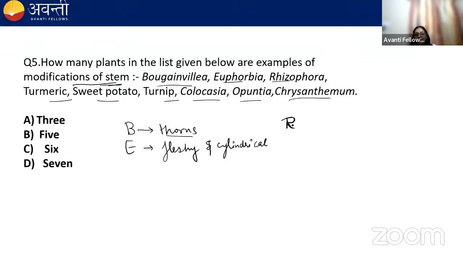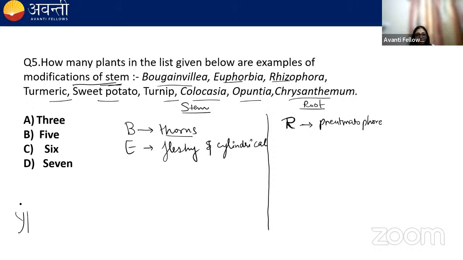So R is for rhizophora. These are your stem modifications, and this one will be a root modification. All right, so rhizophora, you saw the pneumatophore roots. Rhizophora grows in swampy, marshy soil where there's a lack of oxygen. So in search of oxygen, the roots move out.